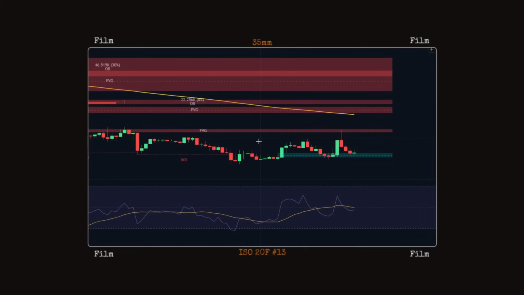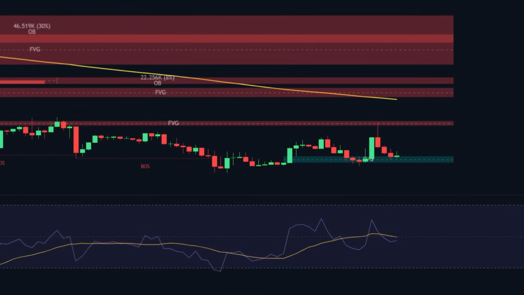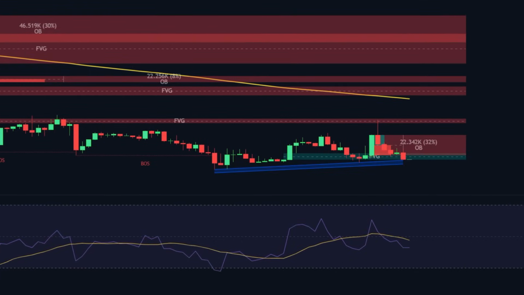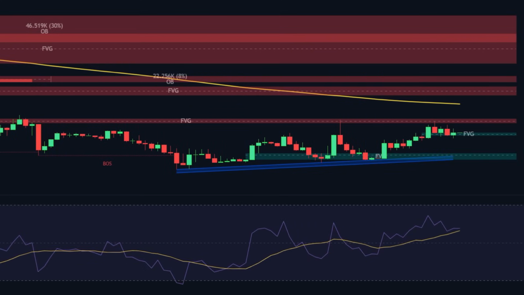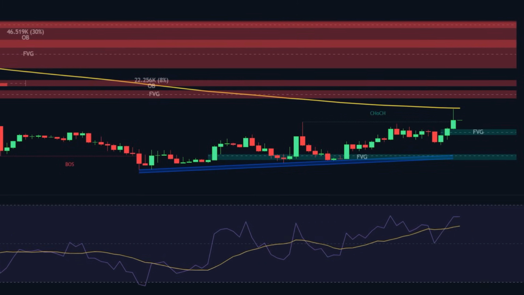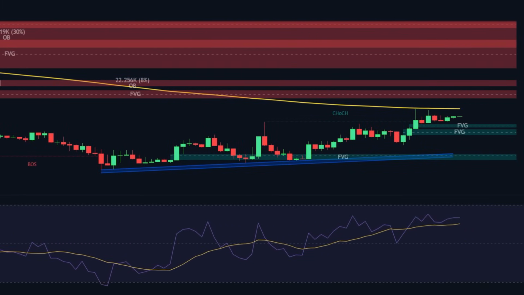Let's see this in action on a real chart. Here we have EUR USD on the 1-hour chart. Okay, step 1, trend filter. Price is clearly trading below our yellow 200 EMA, so our bias is bearish. We are only looking for short selling opportunities.